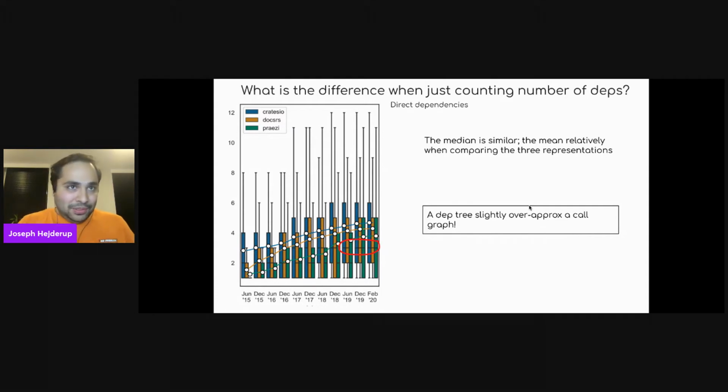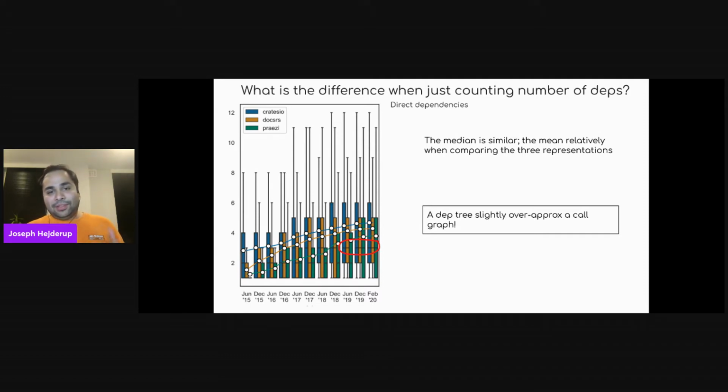So here, don't bother so much about the figure in general. But what we can see here, for example, when we look at the median number of dependencies, is that these are 3 different networks. Crates.io is basically the metadata network. For Docs.rs, I looked at dependencies that we're actually able to build, and then Prezi is basically the call graph analysis. And overall, when we look at the median, but also the mean, we can see that all those 3 approaches are very comparable when it comes to the number of dependencies.